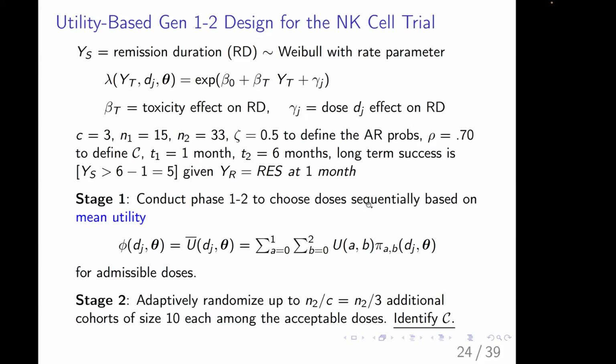So stage 1 is just a kind of vanilla utility-based phase 1/2 design. So the criterion is the mean utility. You just take the utility function and average it using the probabilities. Remember, these were Dirichlet. And so the theta vector is that Dirichlet probability vector. And so if you were just doing a phase 1/2 trial, stage 1 would be everything. You'd optimize that. Stage 2 says, no, let's continue. We'll adaptively randomize up to N2 over C, or N2 over 3 more cohorts of size 10 each among the acceptable doses, and then identify our candidate set.